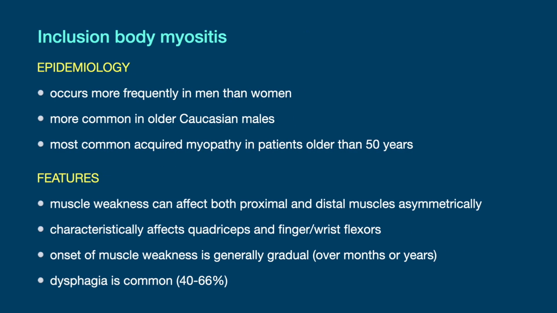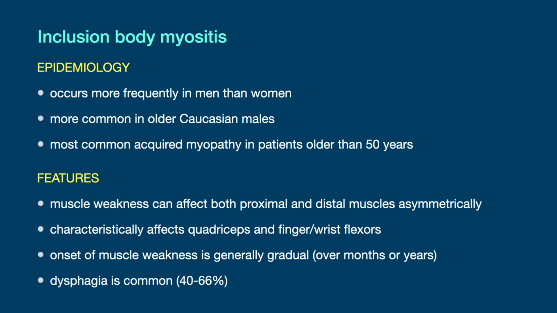As for the epidemiology, inclusion body myositis occurs more frequently in men than women. They are more common in older Caucasian males, and it is the most common acquired myopathy in patients older than 50 years old. It accounts for about 16 to 28% of inflammatory myopathies in the United States and Canada.